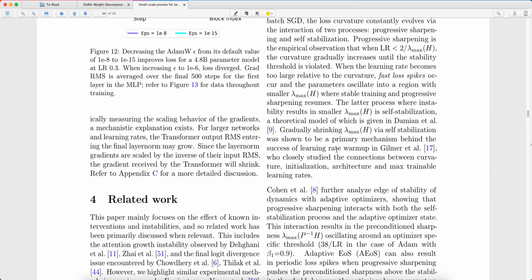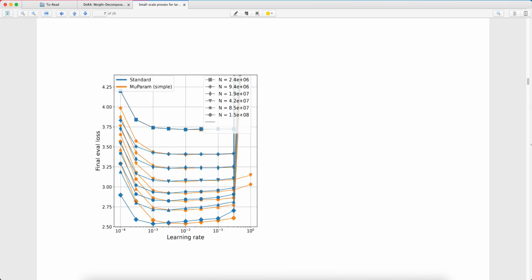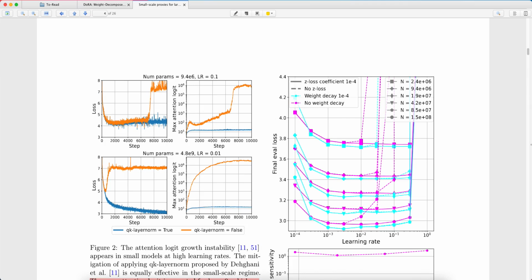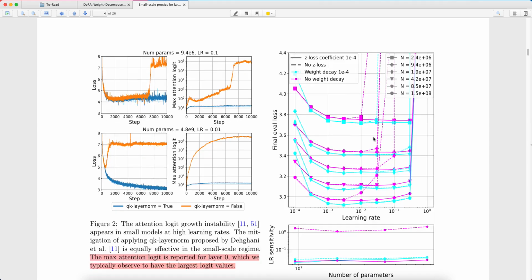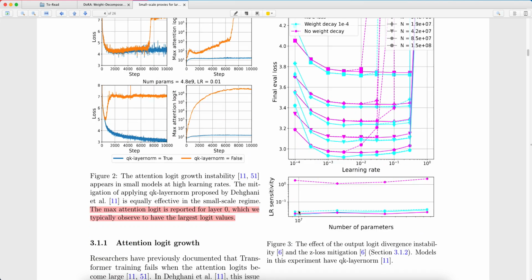So I think my main takeaway going back here is that Z-loss improves stability, qk-layernorm improves stability, and it also improves the, I guess you don't need to do as much of a hyperparameter sweep because there's a lower deviation from optimal learning rate on average.